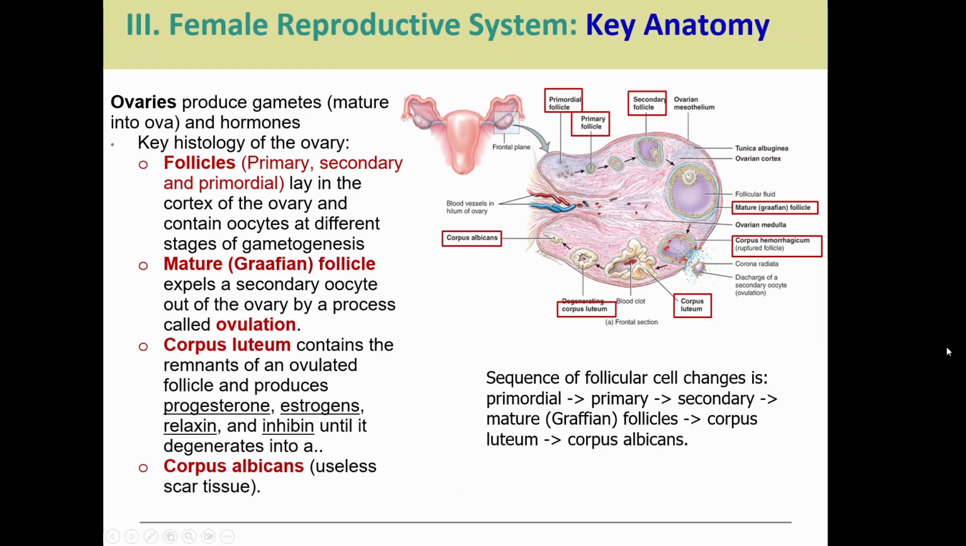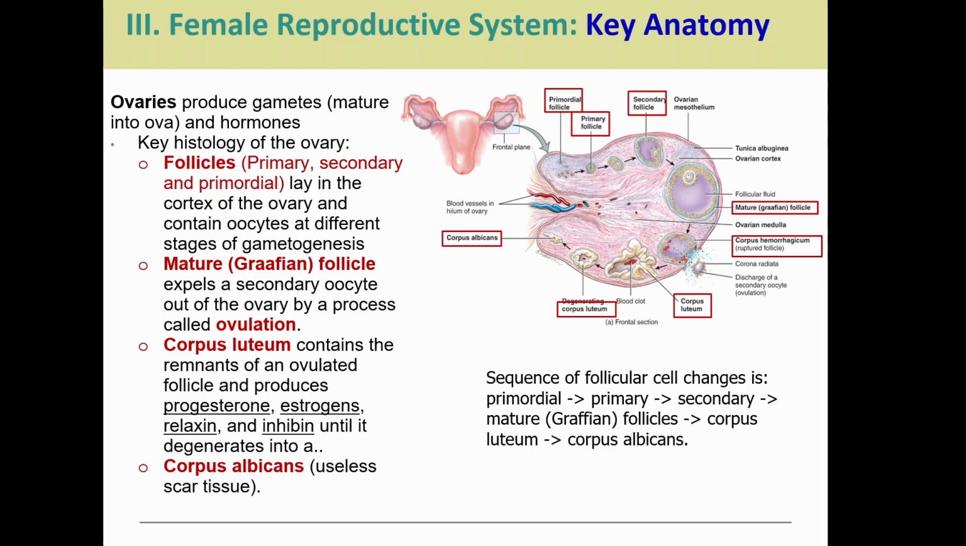Getting to the ovaries, they are going to produce gametes, aka eggs or ova in this case. And so if we look at some key structures in the ovaries that we have to know to understand what's going on here, we have the follicles. There's a couple different versions: primordial, primary, and secondary. These are just going to be containing oocytes at different stages of gametogenesis.